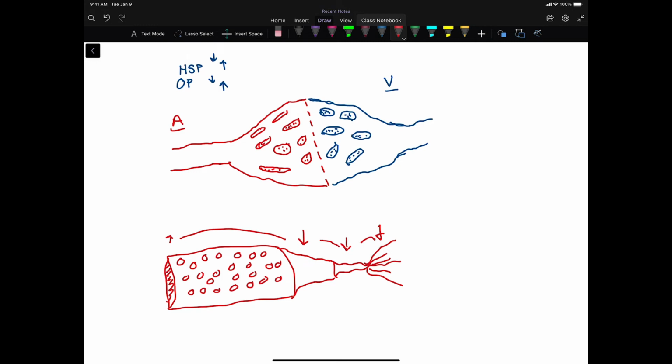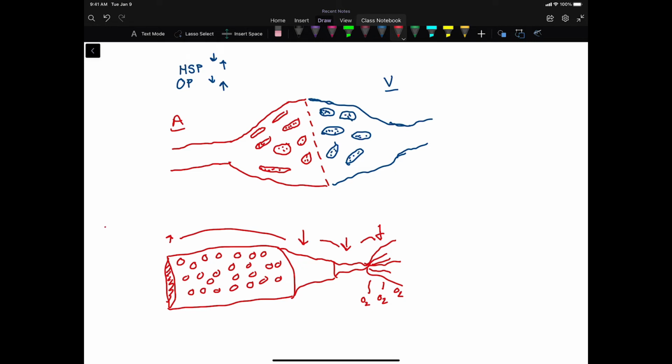And this happens because oxygen likes to be released from the red blood cells when the pressure is lower. So here in these capillary beds is where oxygen would be dropped off, right? Because it's the right environment. It's the right pressure for oxygen to be dropped off.